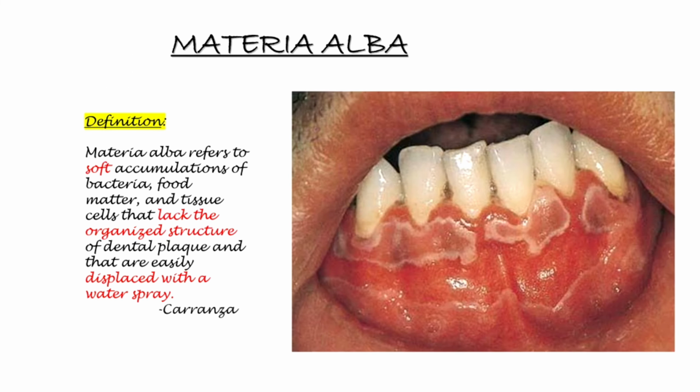Let's see what materia alba is. You can see it in the diagram. It is loosely attached biofilm that can be displaced easily. It consists of soft accumulations of bacteria, food matter, and tissue cells. Let's see the exact definition from Carranza. Materia alba refers to soft accumulations of food, bacteria, and tissue cells that lack the organized structure of dental plaque and that are easily displaced with a water spray.